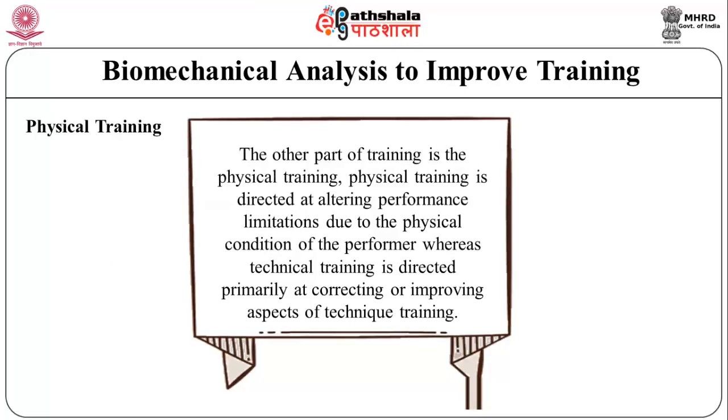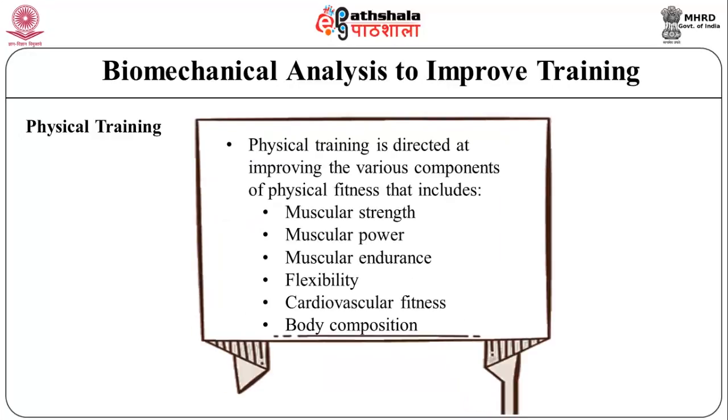Physical training is directed at altering performance limitations due to the physical conditioning of the performer, whereas technical training is directed primarily at correcting or improving aspects of technique. Physical training is directed at improving the various components of physical fitness that include muscular strength, muscular power, muscular endurance, flexibility, cardiovascular fitness and body composition.